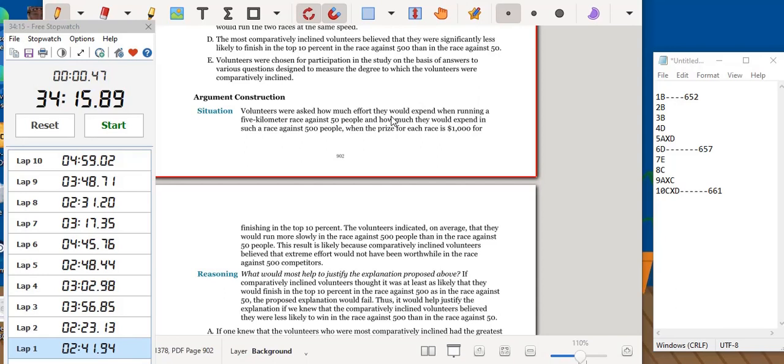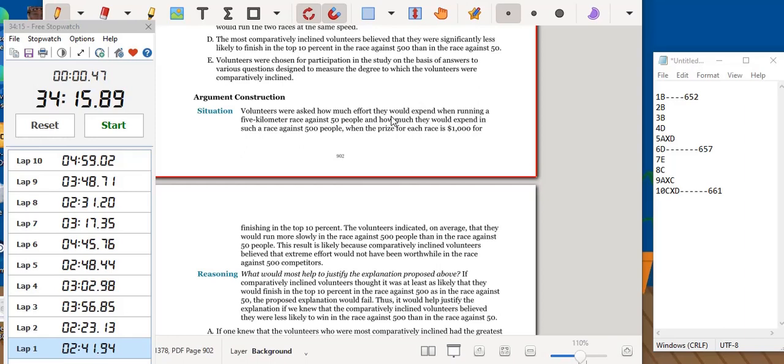The volunteers indicated on average that they would run more slowly in the race against 500 people than in the race against 50 people. This result is likely because comparatively inclined volunteers believe that the extreme effort would not have been worthwhile in the race against 500 people. So what would most help to justify this explanation proposed above?